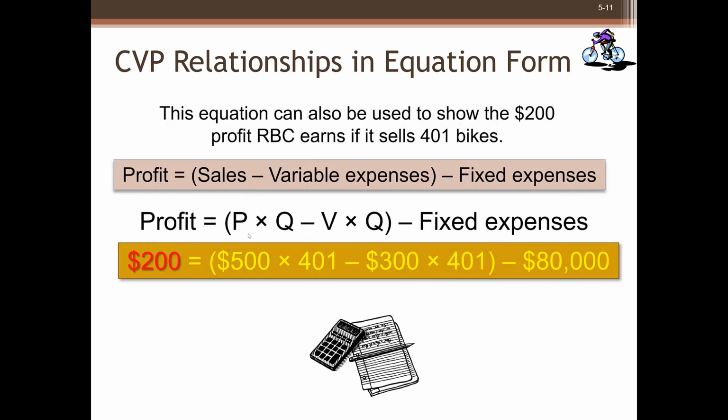And we can replace it with numbers. So we have 500, this is P, times 401, Q, the quantity sold, minus V, $300, times 401, and minus 80,000 fixed expenses. We can get 200, same.